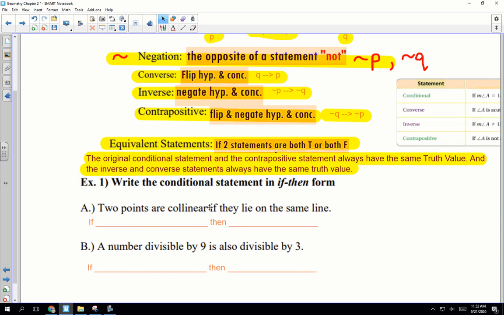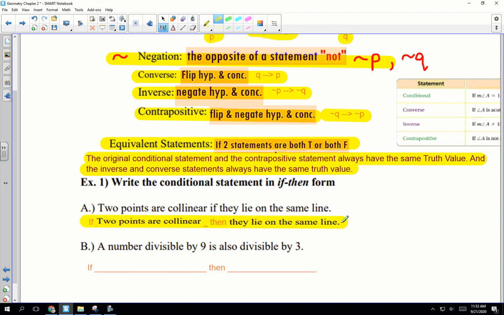Two points are collinear if they lie on the same line. So we're going to start with this part: two points are collinear. We're going to put it right between if and then. If two points are collinear, then we take the second part, the conclusion: they lie on the same line. I do want you to write that down. If two points are collinear, then they lie on the same line.